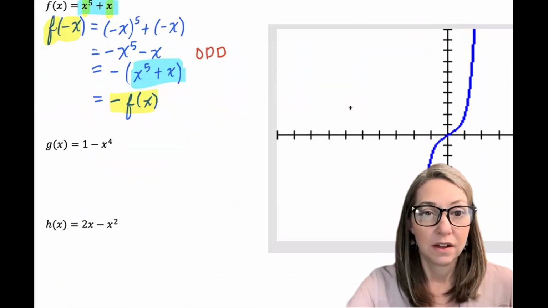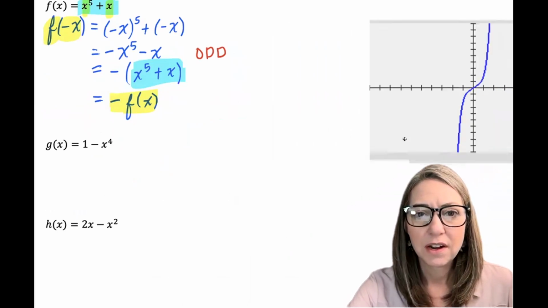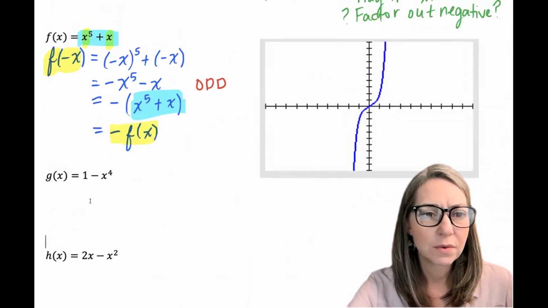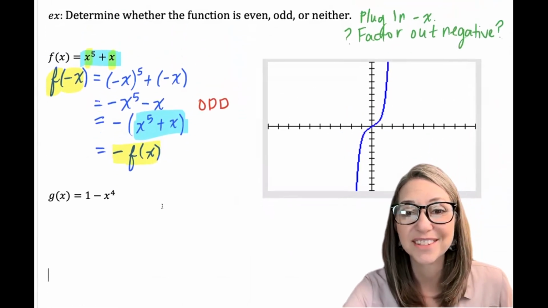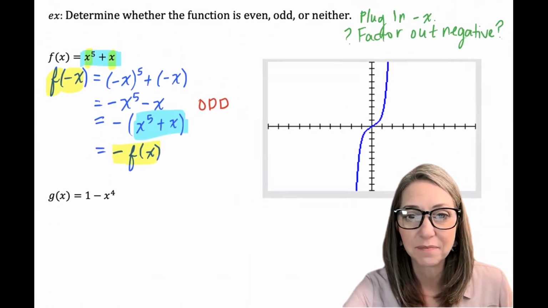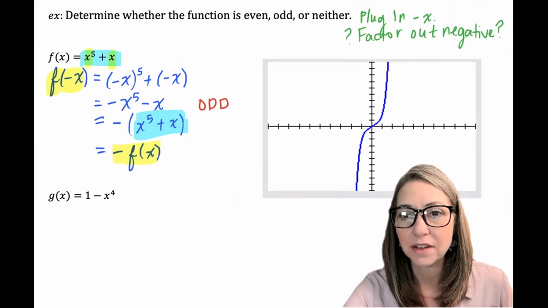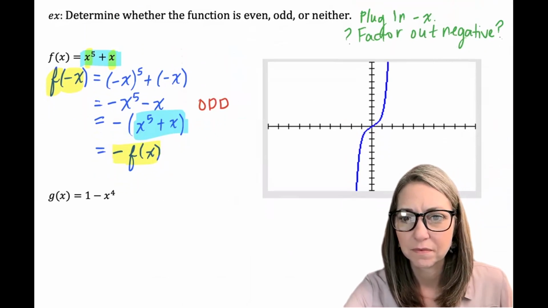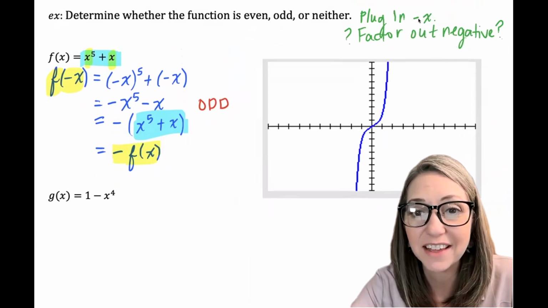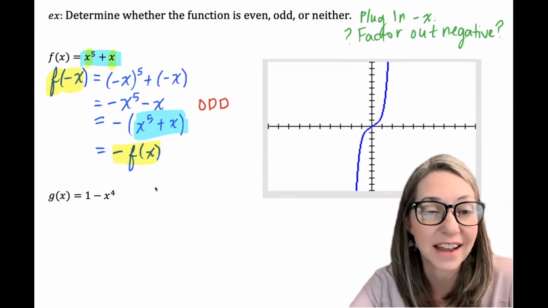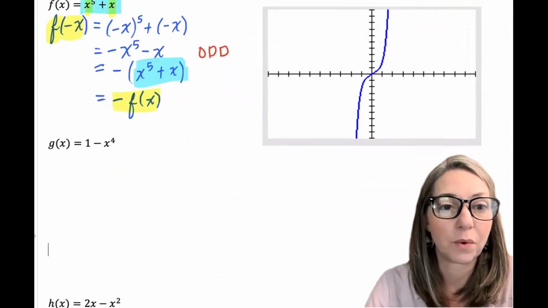So, all right, there is the first one here, and let's go try another one. Let's try g of x equals 1 minus x to the fourth, and I want you to pause the video and try this on your own first, okay? So what I want you to do is the same two steps: plug in negative x and then attempt to factor out a negative, okay? So what does that look like?